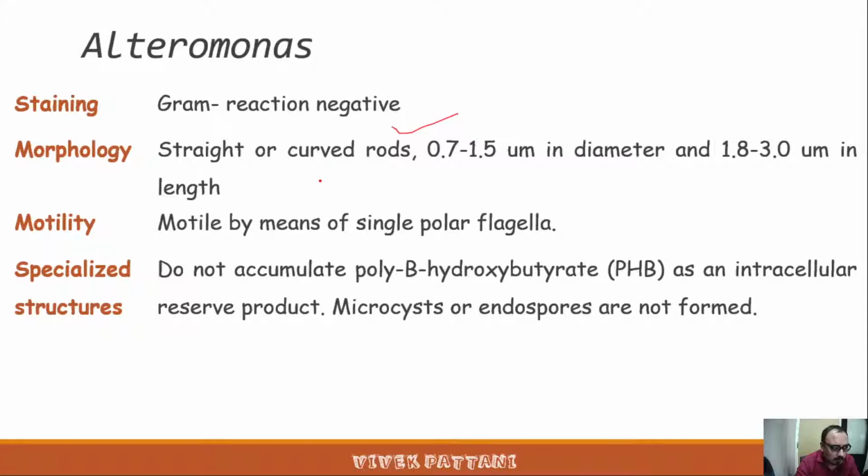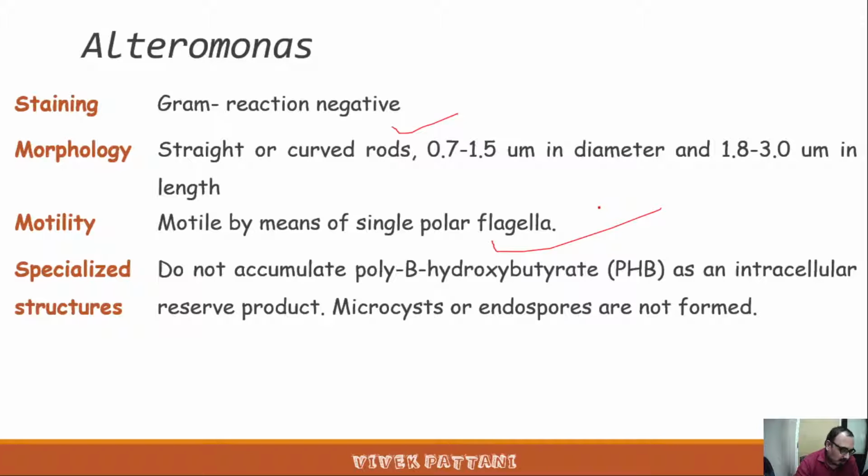Okay, morphology: they may be straight or curved, with a size of 0.7 to 1.5 micrometer in diameter and 1.8 to 3 micrometer in length. These are basically the dimensions of the Alteromonas. Motility occurs by means of a single polar flagellum.